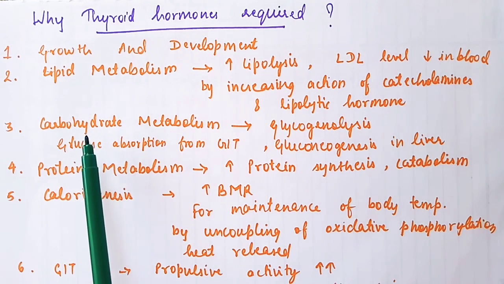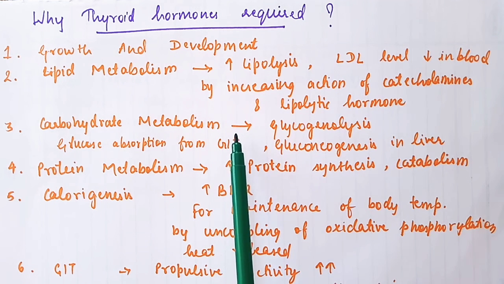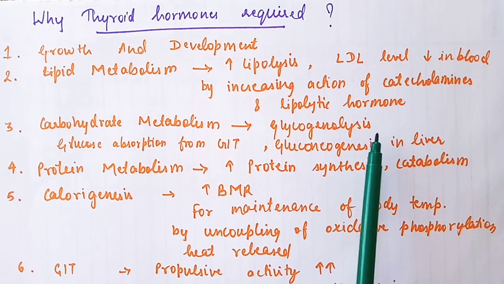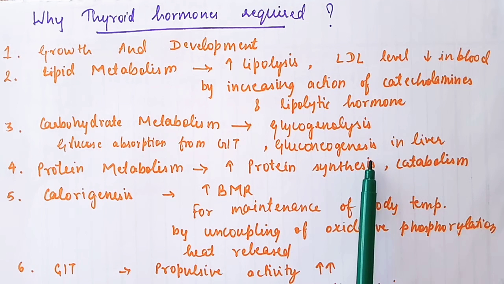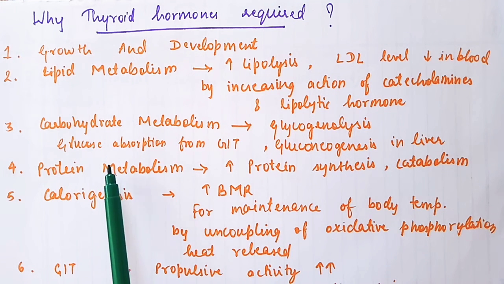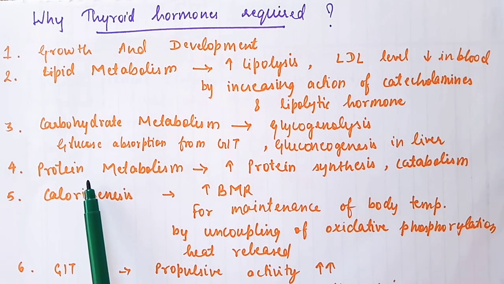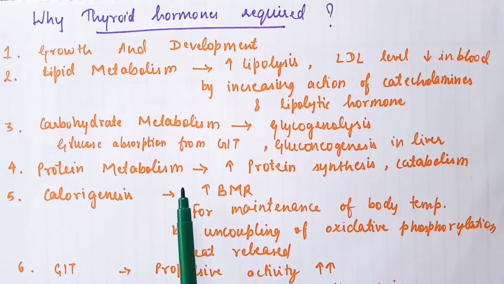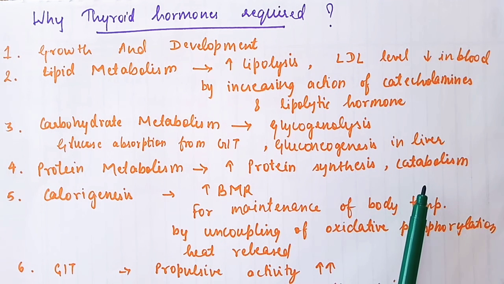They are also responsible for carbohydrate metabolism. And how do they do it? They increase glycogenolysis, that is glycogen breakdown into glucose, and gluconeogenesis in the liver, that is formation of new glucose from non-carbohydrate molecules, and they also increase glucose absorption from the GIT. They are also responsible for protein metabolism. They increase protein synthesis as well as catabolism.